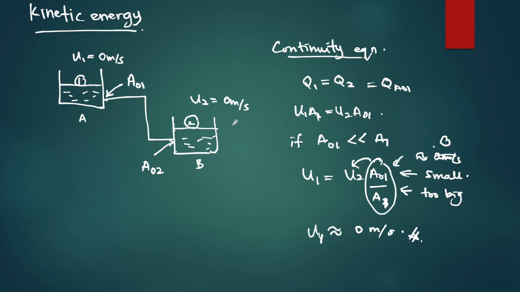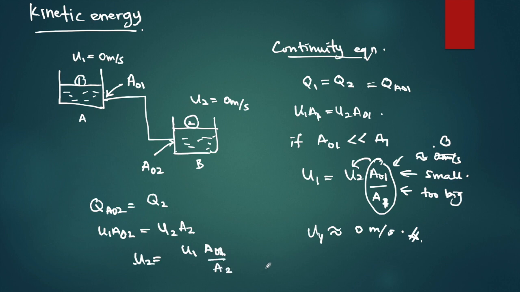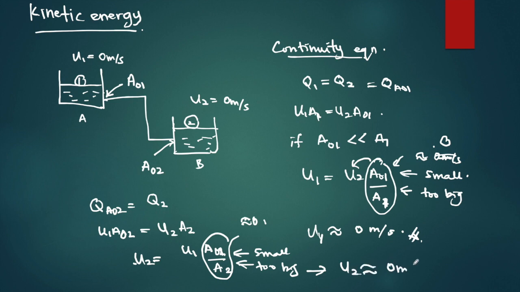Same with U2. QAO2 equals Q2, so U1 AO1 AO2 equals U2 A2. So U2 is U1 AO2 over A2. The orifice area is small, so this ratio approaches 0, and 0 times U1 means U2 is approaching 0 meters per second. Therefore U1 and U2 are 0 meters per second.